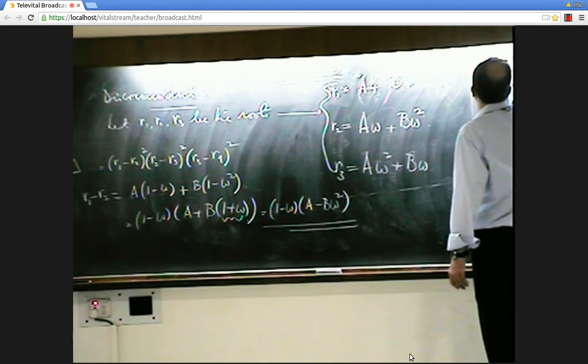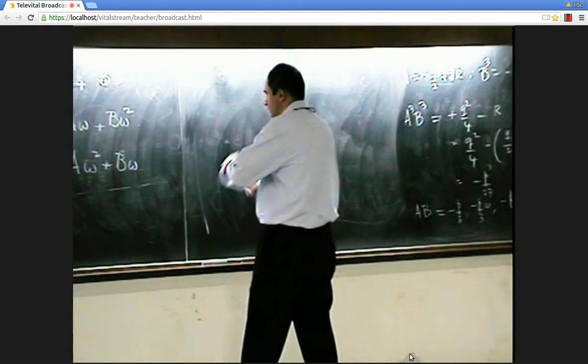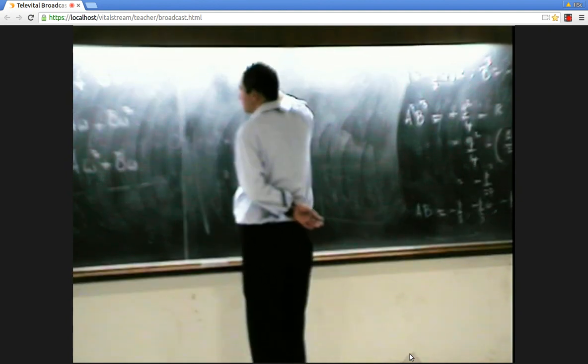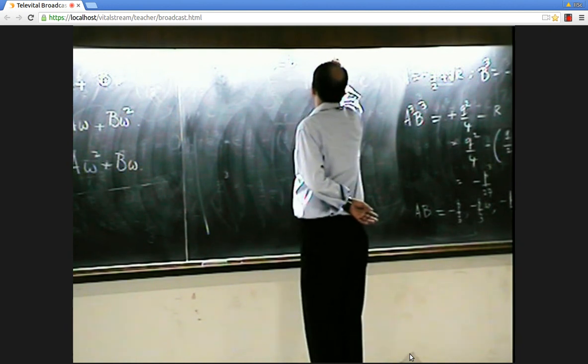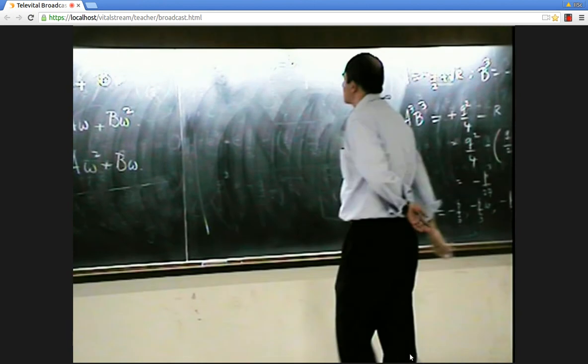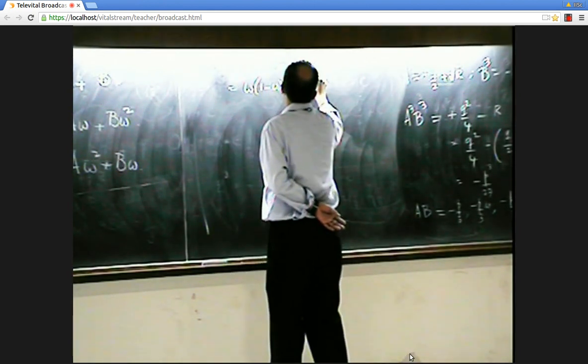Now R2 minus R3. Take a look at that. So I have A omega (1 minus omega) minus B omega (1 minus omega). All right, so this is omega (1 minus omega)(A minus B).